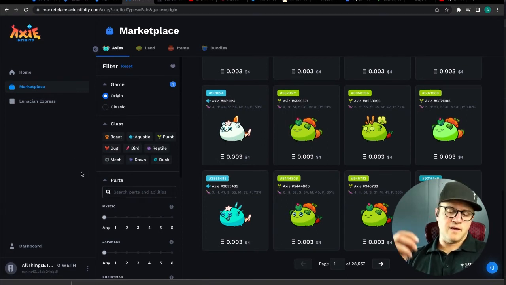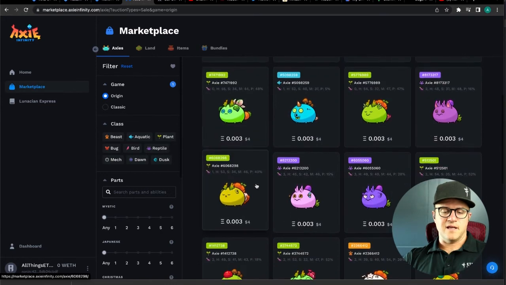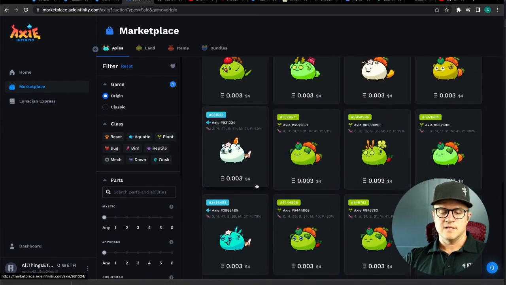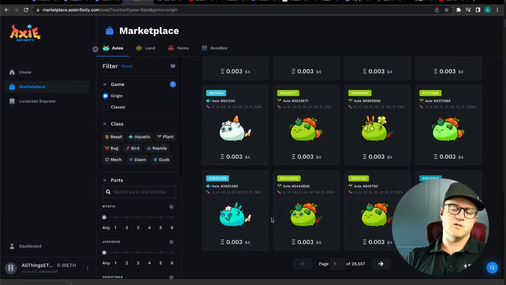I do recommend setting up your own account on the Ronin chain, buying yourself some really cheap NFTs in the marketplace here, and then going and playing, guys. You actually get 3 free Axies when you start playing Origins, so you can play without purchasing anything right now, which is fantastic, at least getting started.